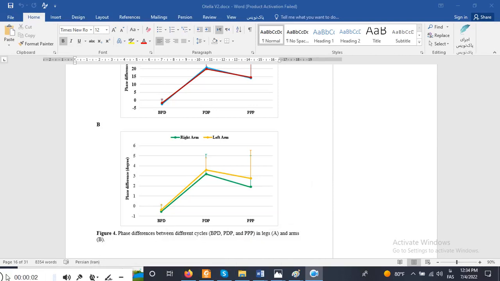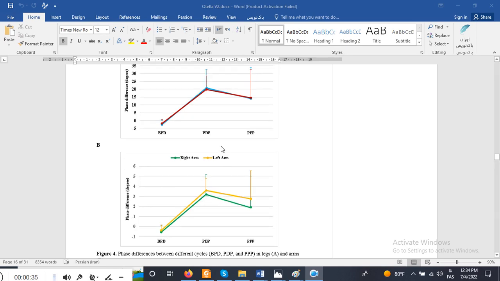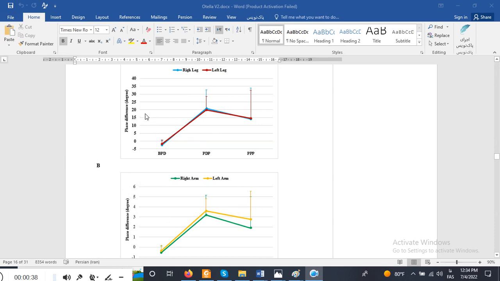Hi Anatol, as I talked to you, we have a problem about how we report average phase shift for four limbs. Because as you see in this figure, the amount of phase shifts are different for legs and arms. For example, for arms we have about 3 or 4 degrees during perturbation, but for the legs we have about 20 degree phase difference.